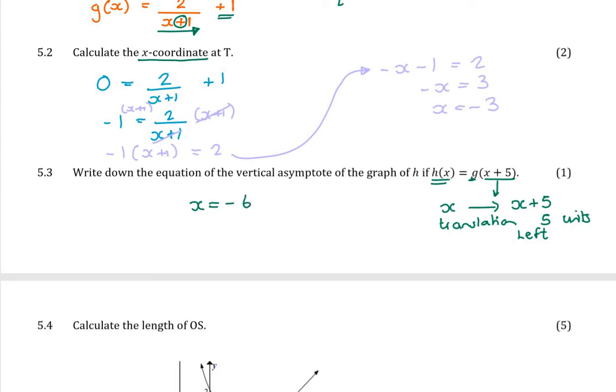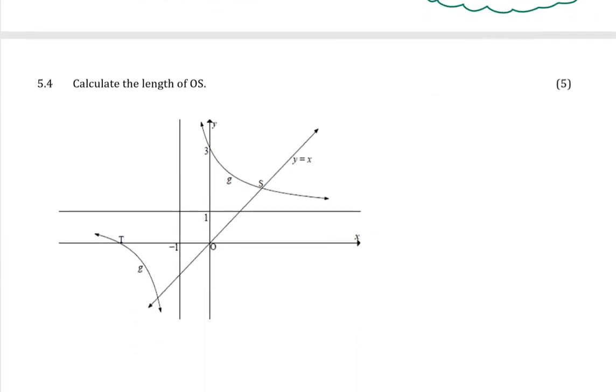Now you don't have to show any working. You can see it's only worth 1 mark. This is your working in your head, and then you can look at the graph, but you don't actually have to explain at all. Right, this was a very interesting question.